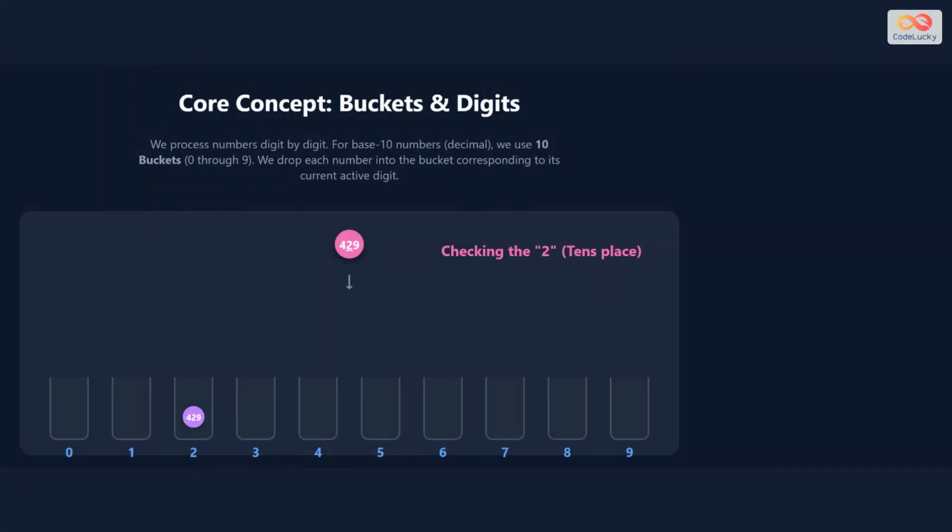The core concept relies on processing numbers digit by digit. Since we usually work with base 10 decimal numbers, we utilize 10 buckets, labeled 0 through 9. We sort the numbers by placing them into these buckets based on the specific digit we are currently looking at.